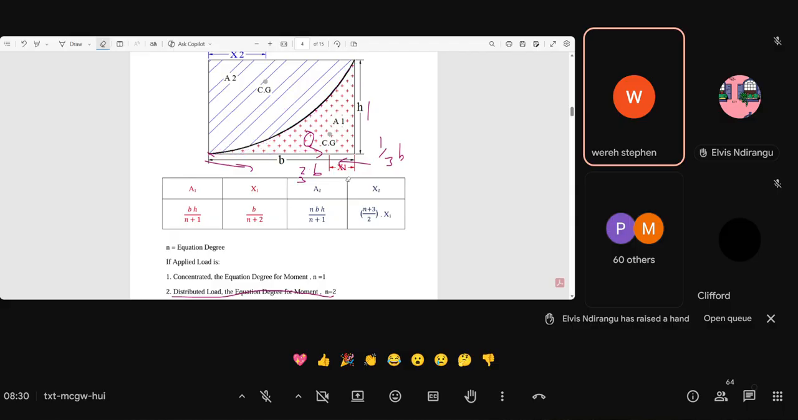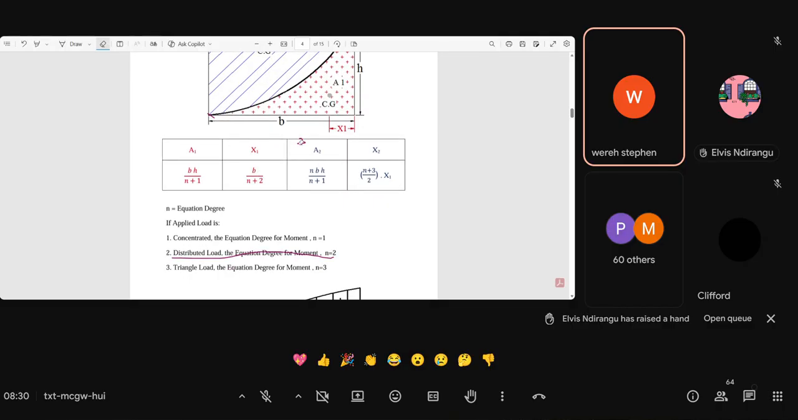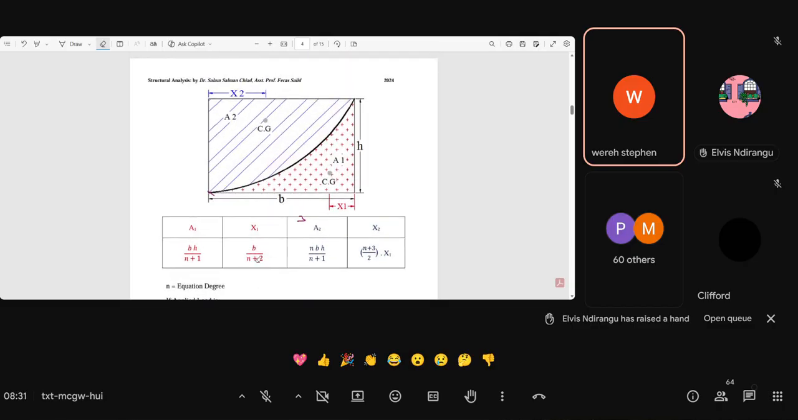X1 is the center of gravity or the middle of that area up to this side. So just replace x1, it will be b over n plus 2. In this case, n is 2, so x1 from this end, the center of gravity is going to be b divided by 2 plus 2, so it is b over 4. If you are coming from this side, this is x2. This x2 will be (n plus 3) over 2 times x1. So x1 is the distance from here to here, the one that you have found initially. Okay. We'll see how we are going to use these figures.